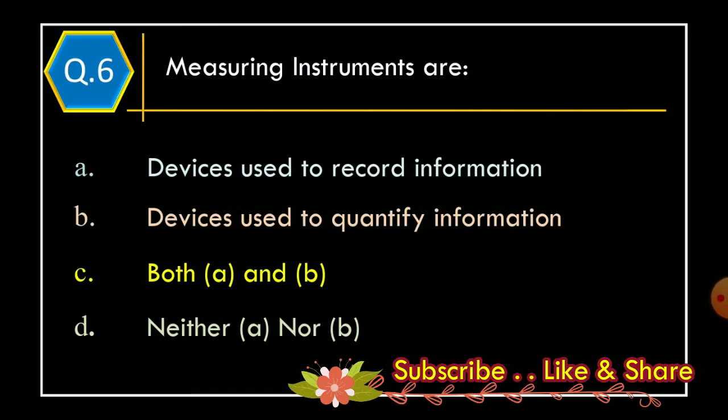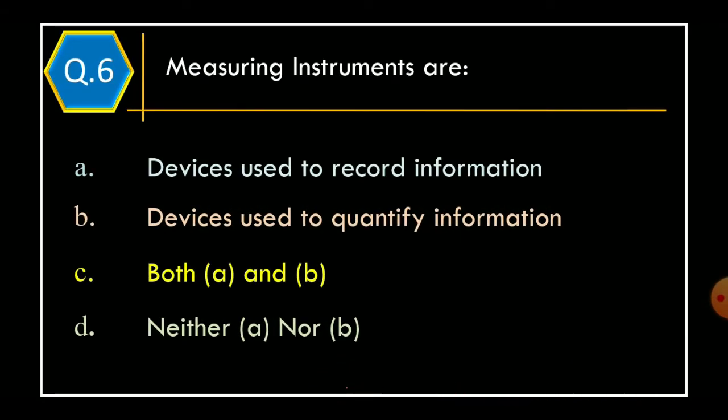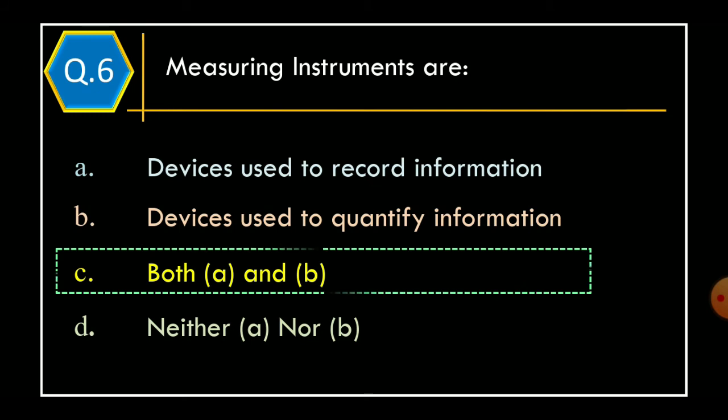Question 6. Measuring instruments are option A, devices used to record information, option B, devices used to quantify information, option C, both option A and B, option D, neither option A nor option B. And correct option is option C, both option A and B.